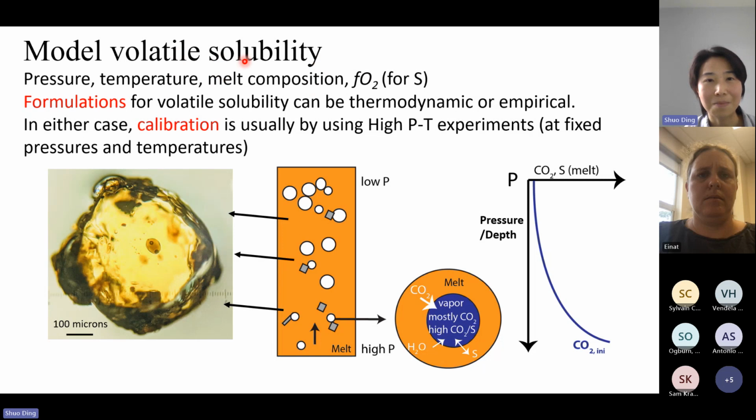And then melt composition actually matters a lot. For example, for basalt, andesite, and rhyolite, the solubilities are very different. For the record, SulfurX and many of the existing degassing models are best calibrated in the basalt and basaltic andesite range. There are way fewer experiments focusing on andesite, the intermediate composition, and for rhyolites only a couple of degassing models can do the modeling. And then there's oxygen fugacity, which matters more for sulfur because sulfur is a multivalent element, which I will talk about later. But anyway, we know there are a lot of factors that can affect volatile solubilities.